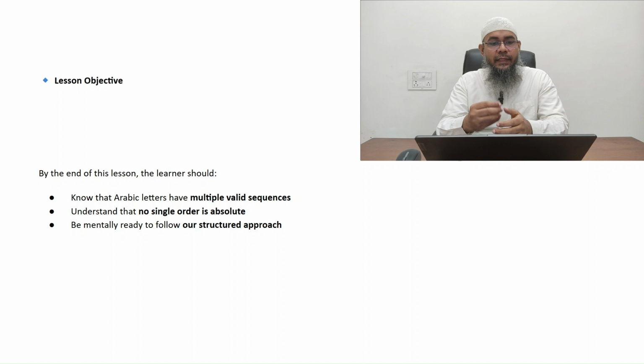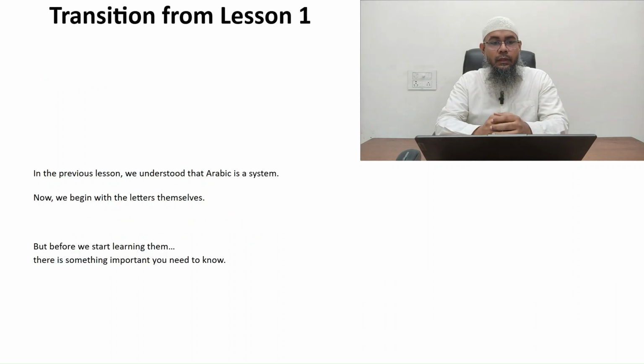Lesson objective. By the end of this lesson, you should know that Arabic letters have multiple valid sequences, understand that no single order is absolute, and be mentally ready to follow our structured approach. In the previous lesson, we understood that Arabic is a system. Now we begin with the letters themselves. But before we start learning, there is something important you need to know.